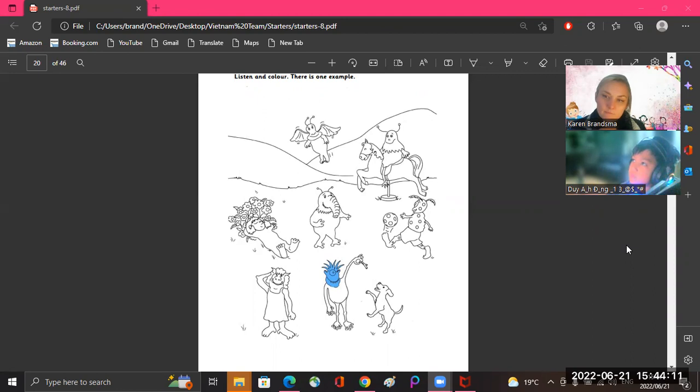1. Okay, there's a monster on a horse. Can you see him? Yes, I can see him. Can you color that monster's head pink? Okay. The monster on the horse. His head is pink now. Is it pink?